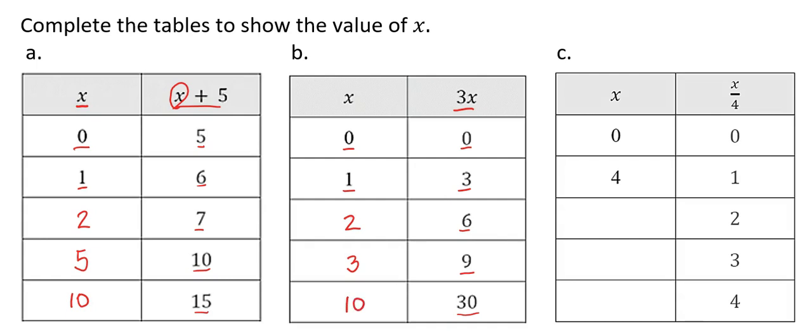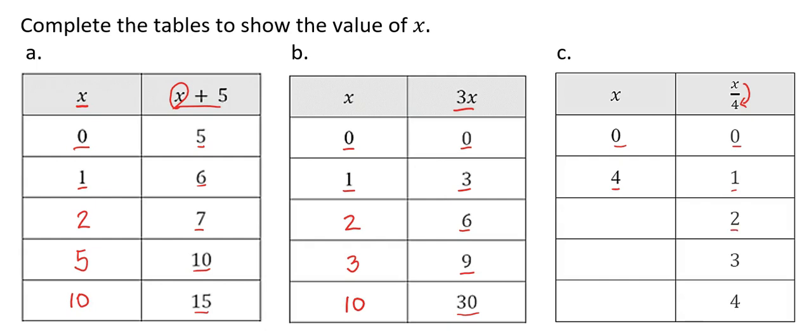In the last column, my expression is x divided by 4. Well, when I replace the x with a 0, I get 0 for an answer. 0 divided by 4 is 0. If I replace the x with a 4, I get 1 for an answer. 4 divided by 4 is 1.